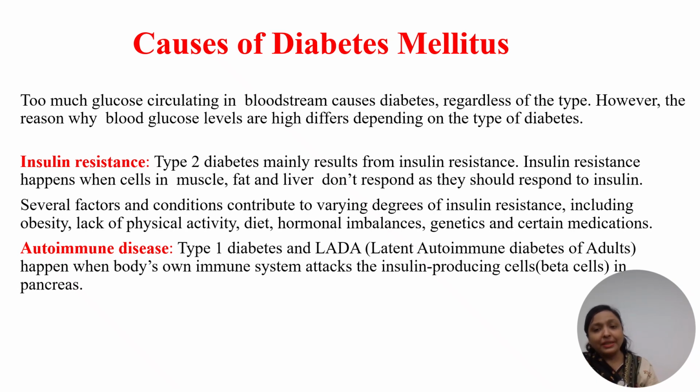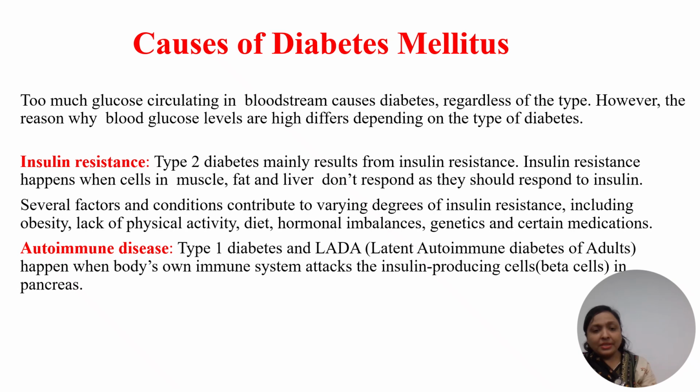So what is basically insulin resistance? This insulin resistance happens when the body's cells in the muscles, fat and liver do not respond as they should to the insulin. Several factors and conditions which contribute to the insulin resistance are obesity, lack of physical activity, dietary changes, hormonal imbalances, genetics, and certain medications.